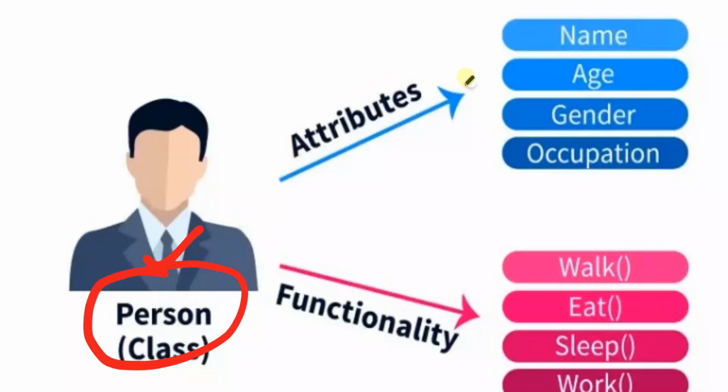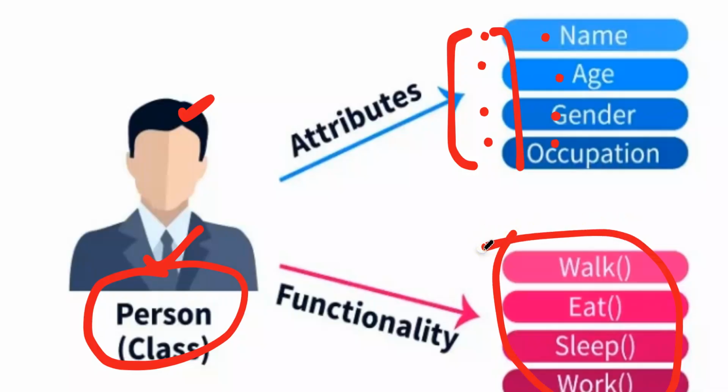So every class will have a name. They will have the attributes. Attributes are actually the characteristics which will individually define that class. For example, we will identify that student or a person by their name, age, gender, and occupation, etc. And the second important thing for the class is a function.